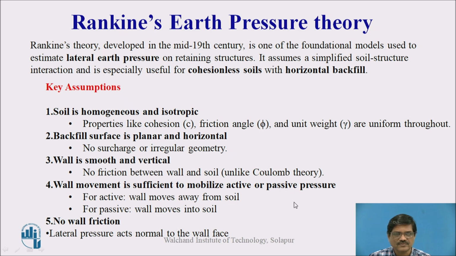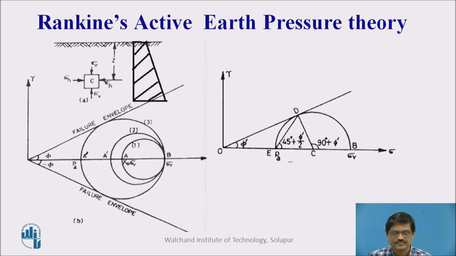Because of the movement of the wall, the active and passive pressures will get mobilized, and as we already know, for the active case the wall moves away from the soil, and for the passive case the wall moves towards the soil mass. There is no wall friction considered, as it is already said that the wall is smooth, meaning no wall friction is present. With these basic assumptions, Rankine developed the theory which is being shown here.